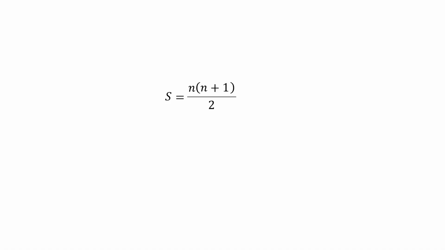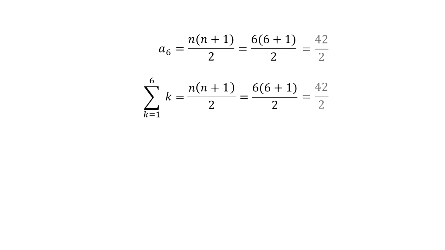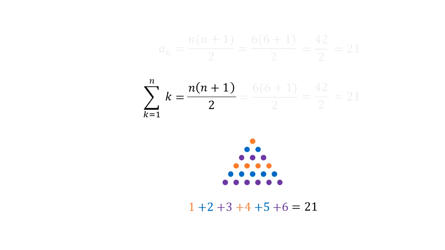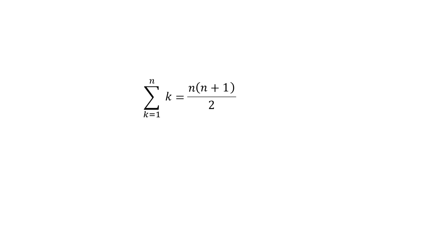Therefore, instead of summing all the terms, we can use this formula to get partial sums. Does this look familiar? It's the same one we use for triangular numbers. So, if you add up the first 6 numbers in a row, it's the same as counting all the dots in a triangle with 6 on each side. That's why this is called the closed form for triangular numbers. Many series, though not all, have equivalent formulas like this one that make things easier.